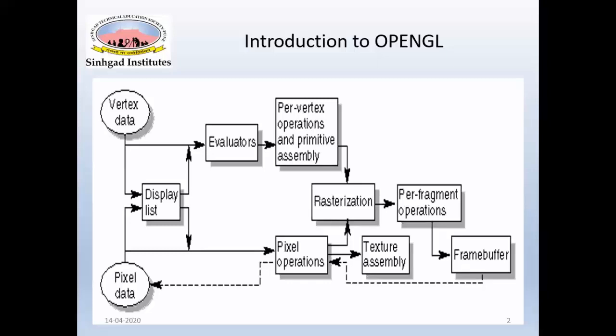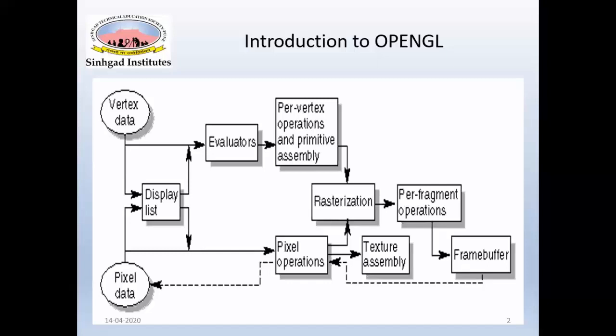Next block we are having, that is rasterization. The rasterization stage produces a series of frame buffer addresses and associated values using a two-dimensional description of a point, line segment, or polygon. Each fragment so produced is fed into the last stage, per fragment operations.